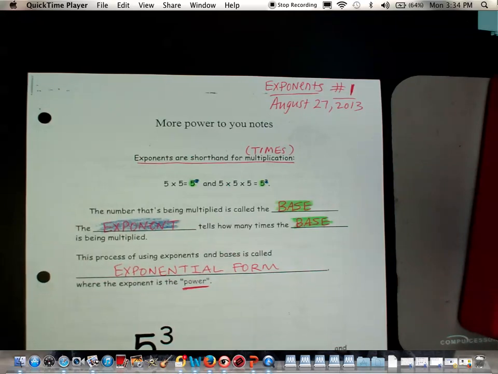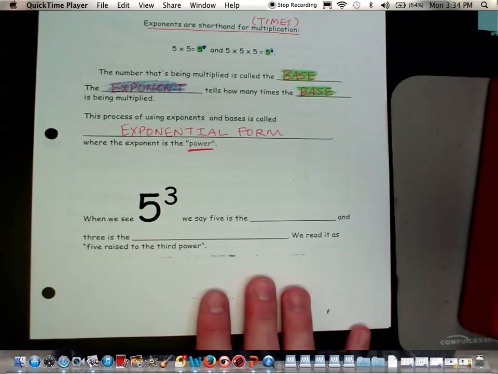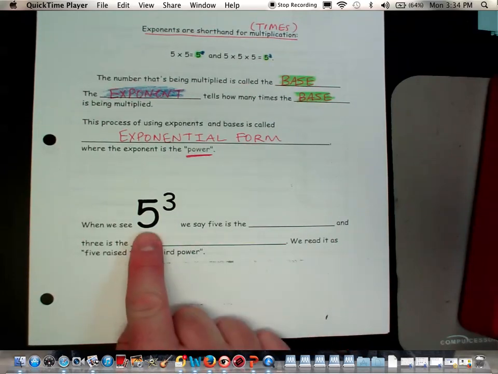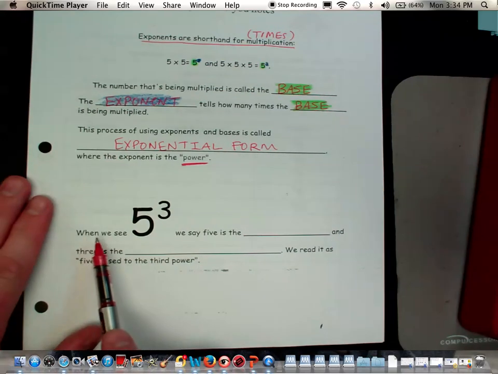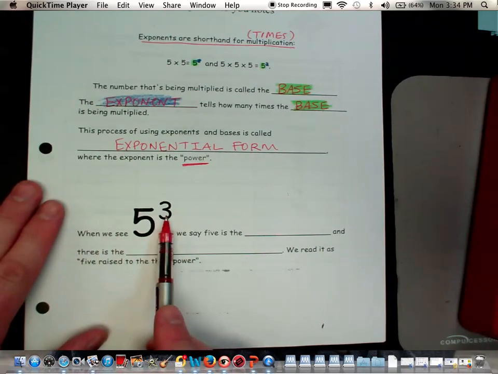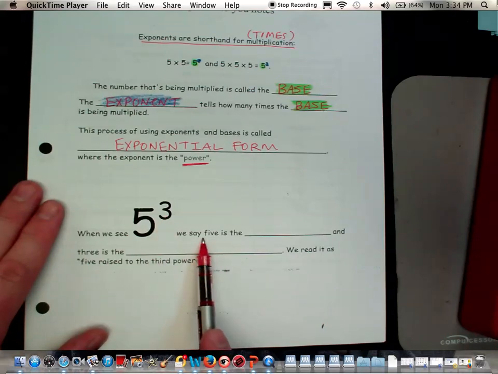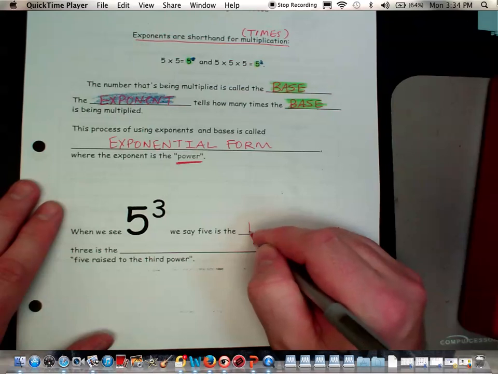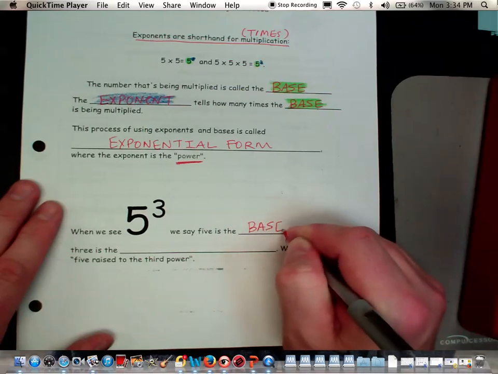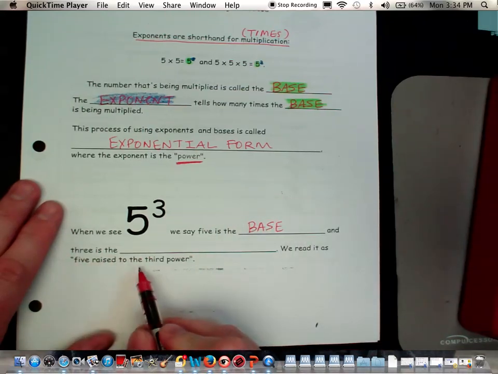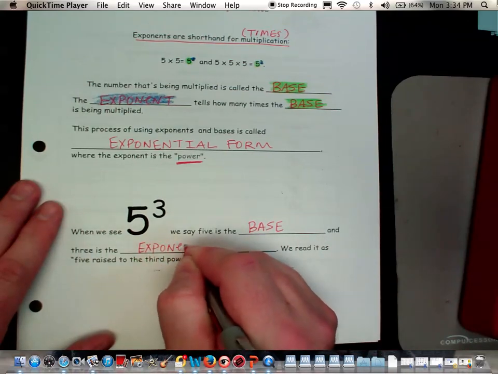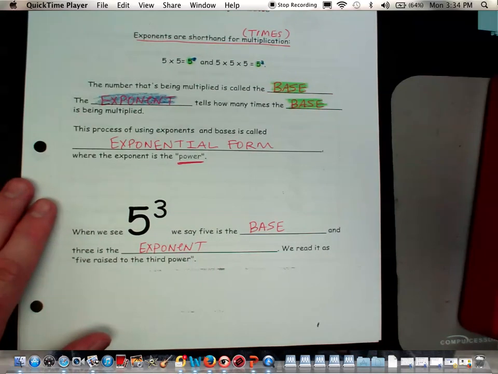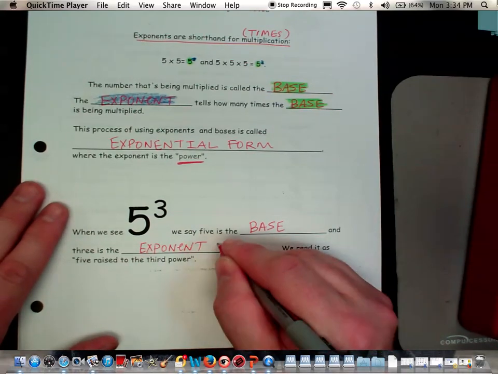Alright? So let's move down here with my colored pencils and see what I can do. So I'm going to be looking at this big thing right here, 5 to the third power. So let's read on and see what it says. It says, when we see 5 to the third power, or 5 raised to the third exponent, we say 5 is the base, and 3 is the exponent. Or we might actually call it the power.